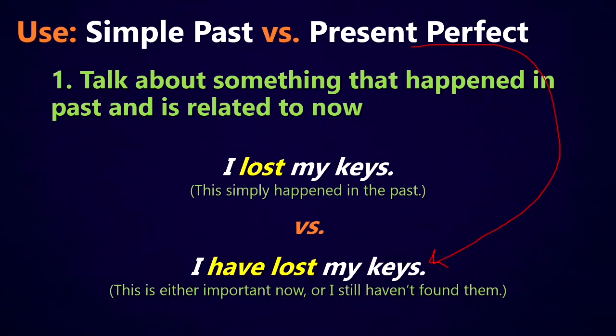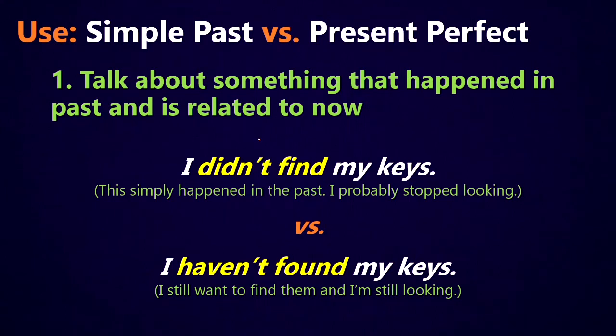But if I use the past simple form and say I lost my keys, then this is simply something that happened in the past. It's not necessarily important now, or they're probably not still lost. I'm just stating a fact about the past. I lost my keys. So this one is a very simple form. This one carries more meaning. It's meaning that this is important now or I still haven't found them.